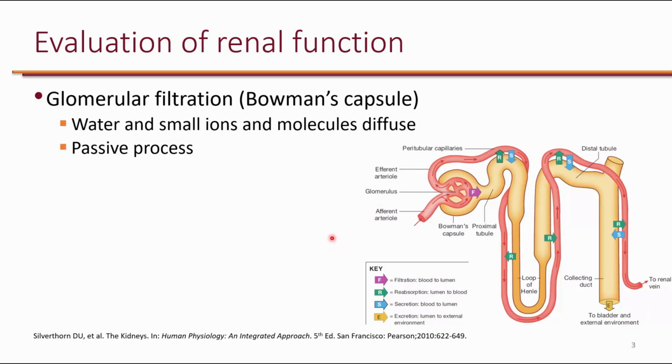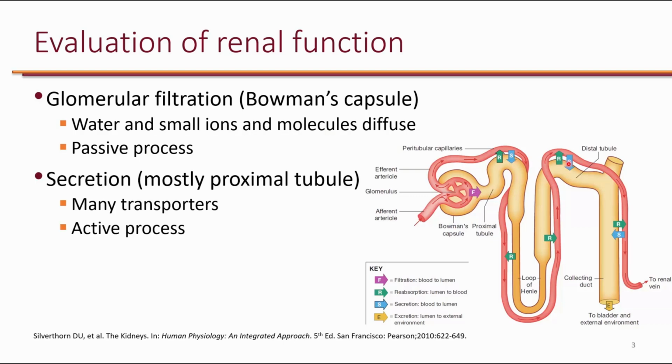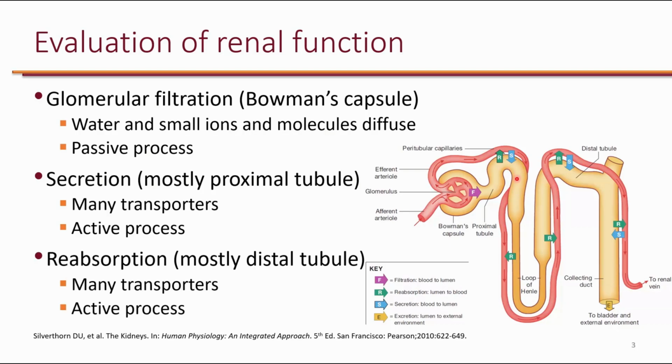Generally speaking, there are three things that happen: filtration, secretion, and reabsorption. Glomerular filtration is a passive process that occurs in the Bowman's capsule. During this process, water and small ions and molecules, including drugs, diffuse passively into the lumen. Secretion is an active process that occurs mostly in the proximal tubule. There are many transporters involved that secrete substances into the tubule. And finally, there is reabsorption, which is also an active process, and it mostly occurs in the distal tubule.